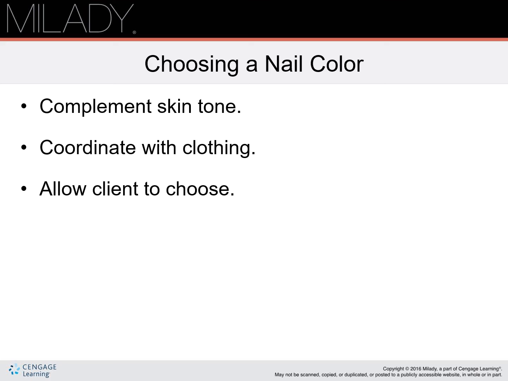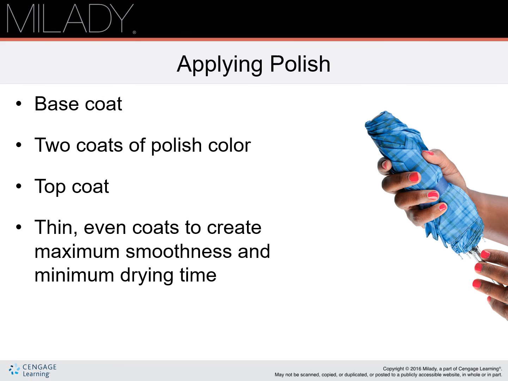Okay, so how do I choose a nail color, or how do I help my client? Suggest a shade that complements their skin tone or coordinates with their clothing if they're going to a special event. Allow the clients to make the final choice. You can always suggest, but it's their final choice. Applying polish is best achieved with 4 coats. This is going to be your base coat, 2 coats of your polish, and then your top coat. You want to make sure that you apply thin, even coats to create maximum smoothness and minimum drying time.